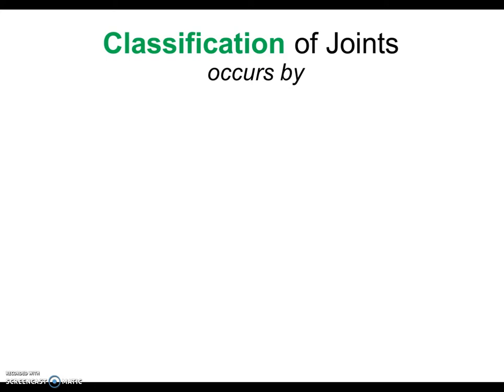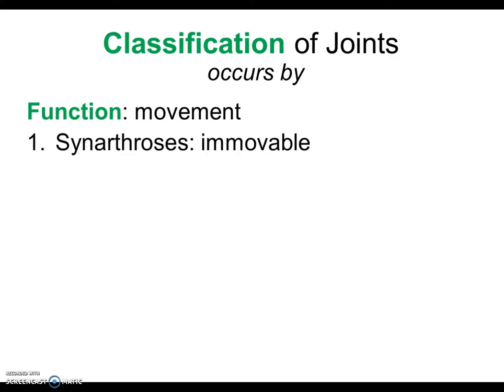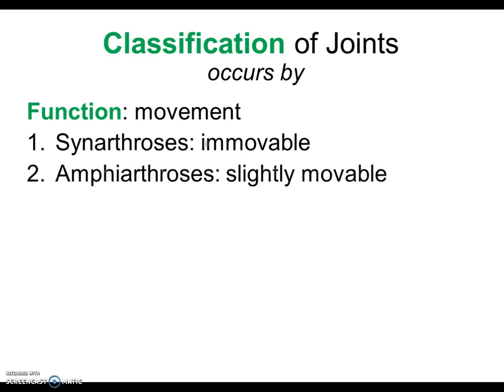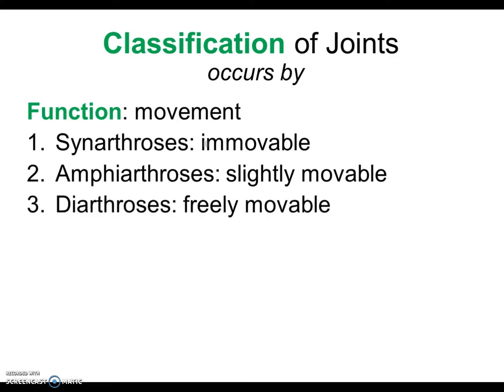We have different types of classifications of the joints, and they occur by either the function, which is how the joints allow for movement. For example, the first is synarthrosis. These are joints that are immovable. Basically, a bone connects to another bone and they cannot move. Second, we have amphiarthrosis. This is where the joint is slightly movable. And third is diarthrosis, and this joint is freely movable. We'll give some examples of these later.